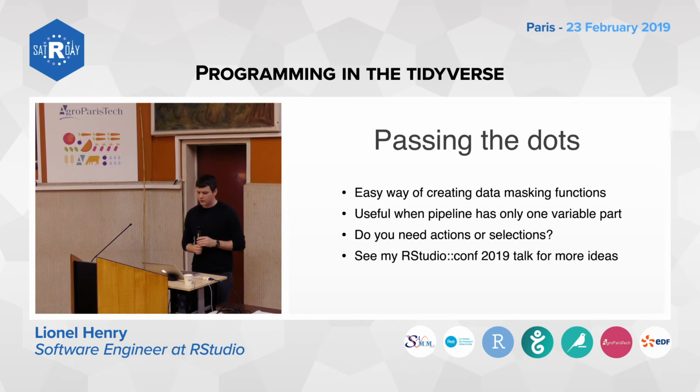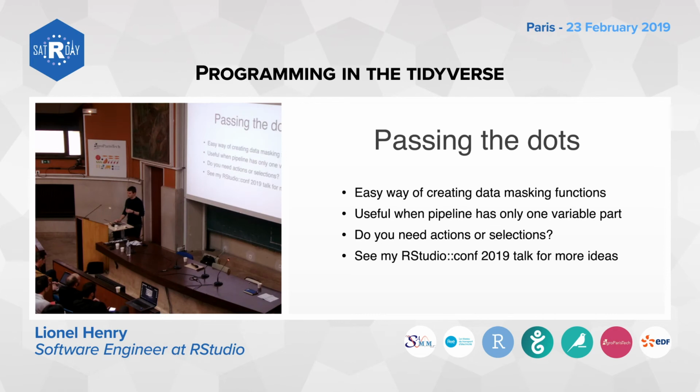So passing the dots, that's an easy way of creating data masking functions. It's useful when the pipeline has only one variable part because you can only pass one set of dots to one function. It's a good idea to think about what makes your function most useful. Is it actions or is it selections? And you can see my talk at the RStudio conference for more ideas on that topic.